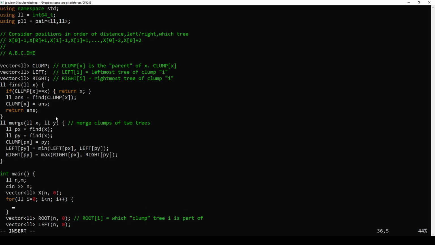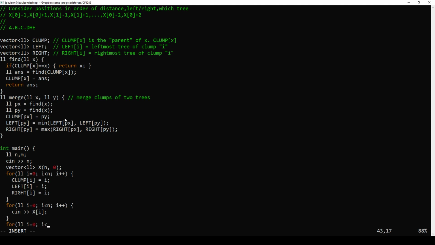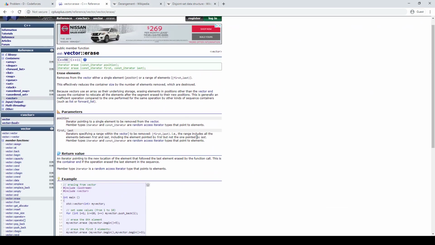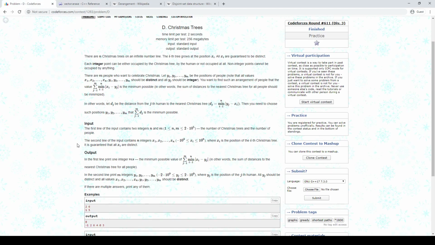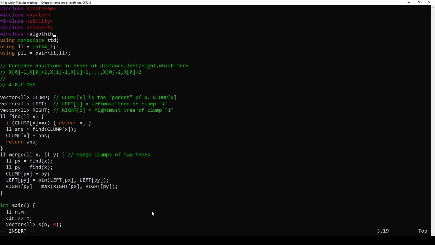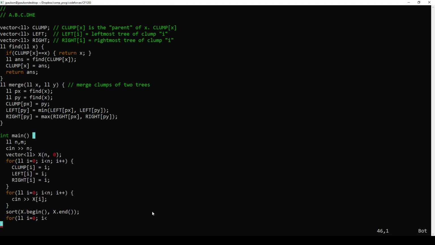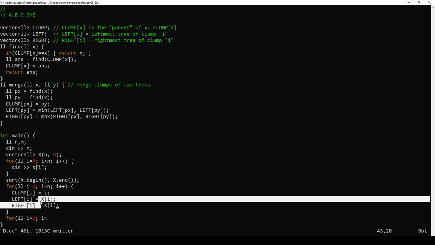So initially, we can say that every tree is its own clump, and it itself is its right and leftmost tree. So now we read in the input, and now we can go through. Are these sorted? Let's just sort them. I believe sort is in the algorithm header. And we'll have it be the position rather than the index for left and right.